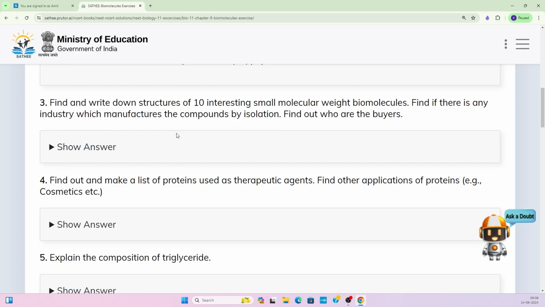Okay, find and write down the structure of 10 interesting small molecular weight biomolecules. So you have to tell about 10 different interesting small molecular weight biomolecules, like micromolecules, and find if there is any industry which manufactures the compounds by isolation. Find out who the buyers are.